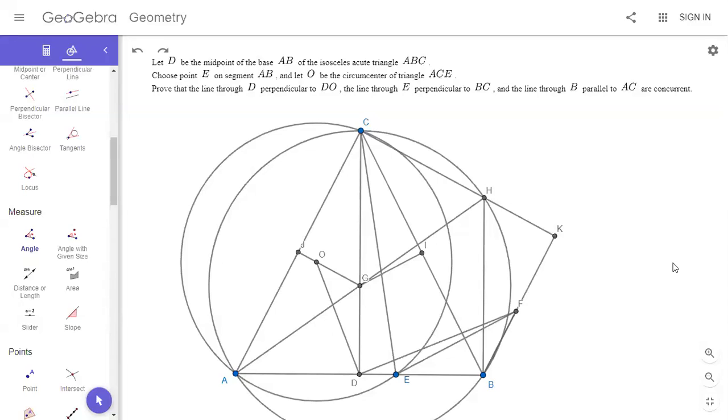I think I kind of see it. Wait. Yeah, so I think I can show that triangle CAH is similar to triangle KBH. And I wonder if that kind of gets us there. Hold on just a sec.